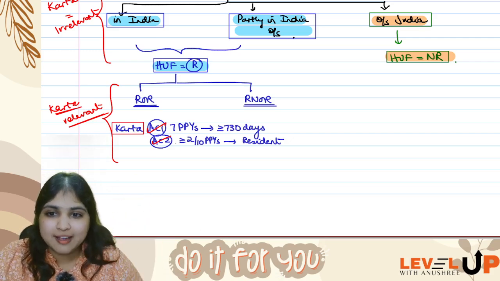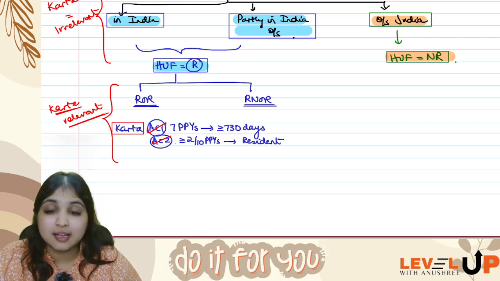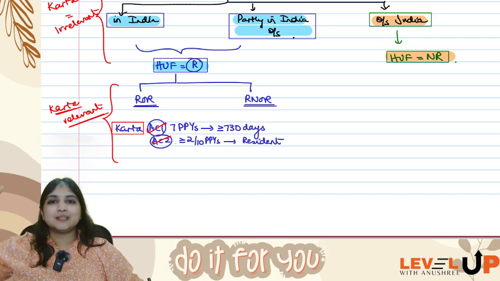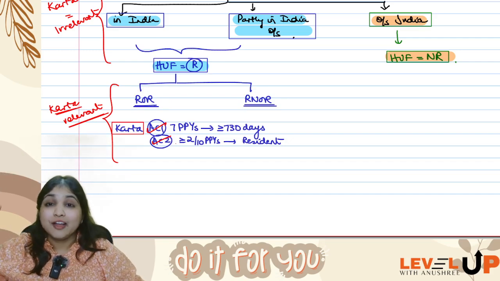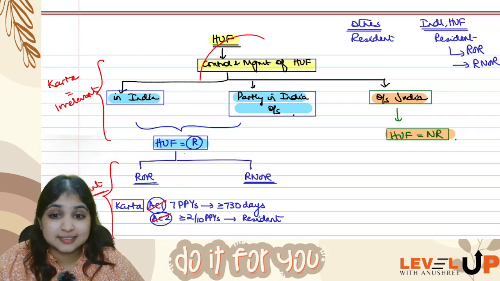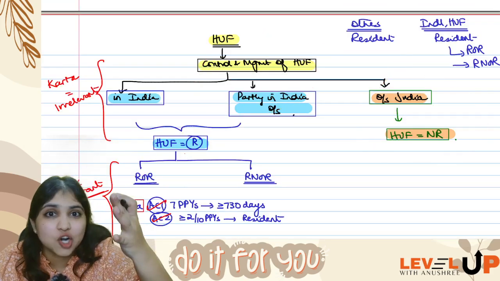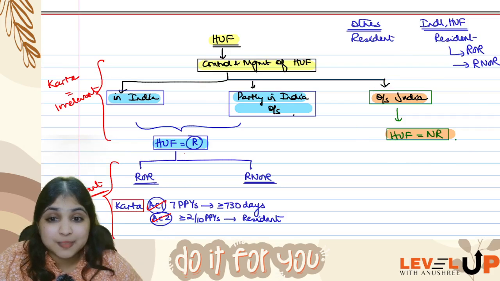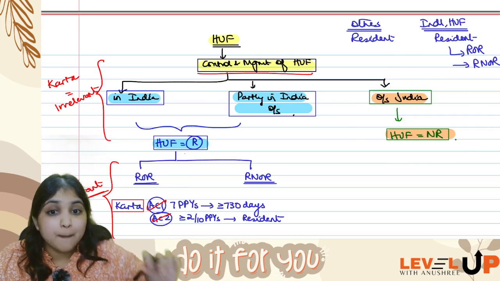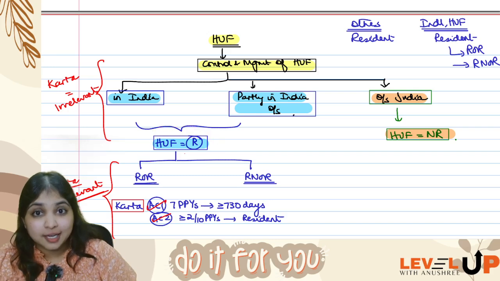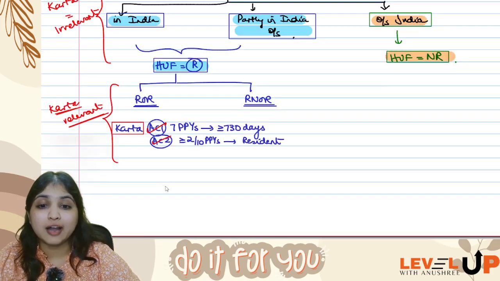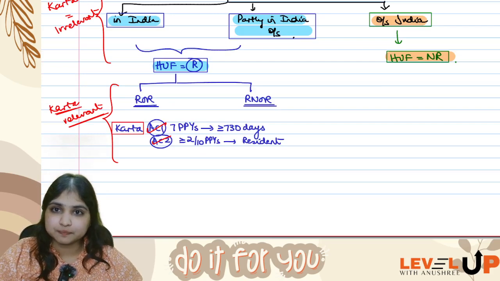So do you agree, once the HUF is a resident, whether the HUF is ROR or RNOR fully depends upon the Karta. Whether HUF is a resident or non-resident does not depend upon the Karta. That depends upon where the control and management is. But once the HUF is a resident, whether it is an ROR or RNOR depends upon the Karta.